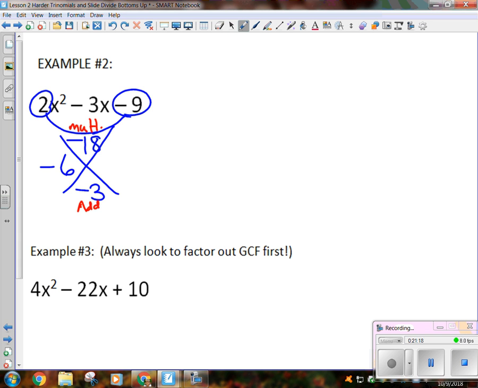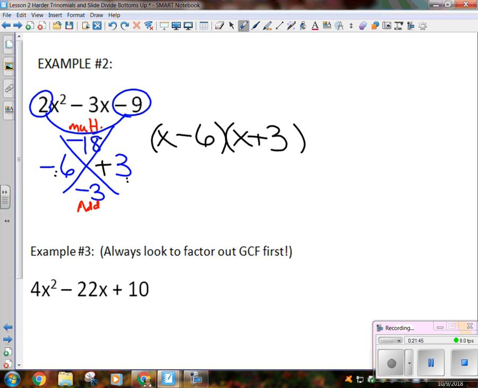-6 and 3. And that would be a +3. Does everybody agree with that? Yeah. All right, if I hide the bottom, -6 times +3 makes -18 when I multiply. If I had the top, -6 add +3, it would be -3. So that's my first set of parentheses. X minus 6, X plus 3. Not finished yet. All I've done is the first part of the slide.